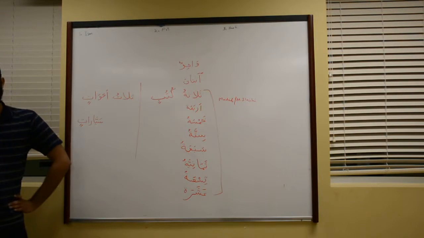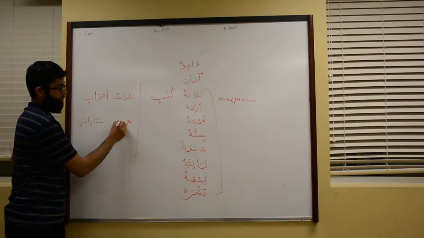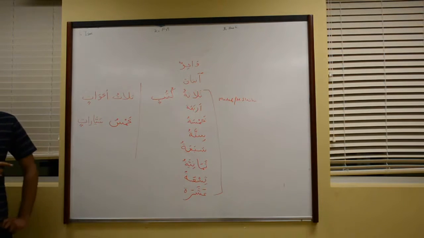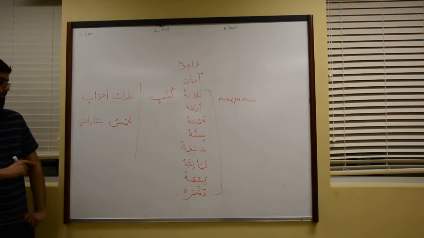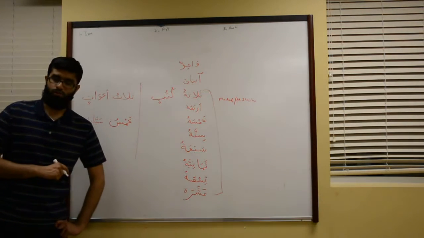And what's 5? Khamsa. Is it going to have the ta marbuta or no? No, right? So it's just going to be khamsu sayyaratin. Khamsu sayyaratin. Okay? Now I want to say in 5 cars.